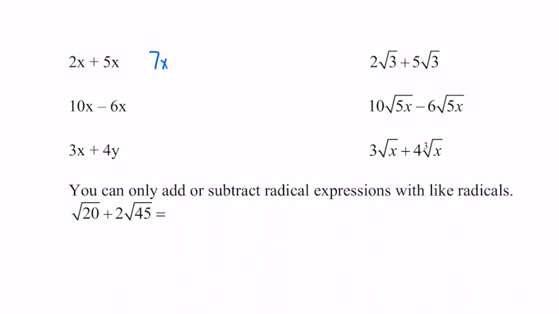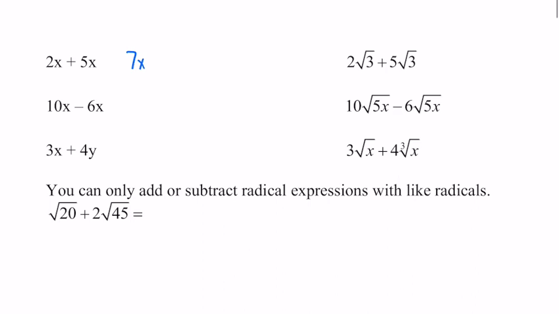We have 7x. In a similar way, if you have a root expression where the root parts are exactly the same, such as 2 square root of 3 plus 5 square root of 3, we leave the root part alone, square root of 3, and just add the numbers at the front, 2 plus 5, and we end up with 7 square root of 3. Subtraction works the same way. 10x minus 6x, we would calculate 10 minus 6 and have 4x.